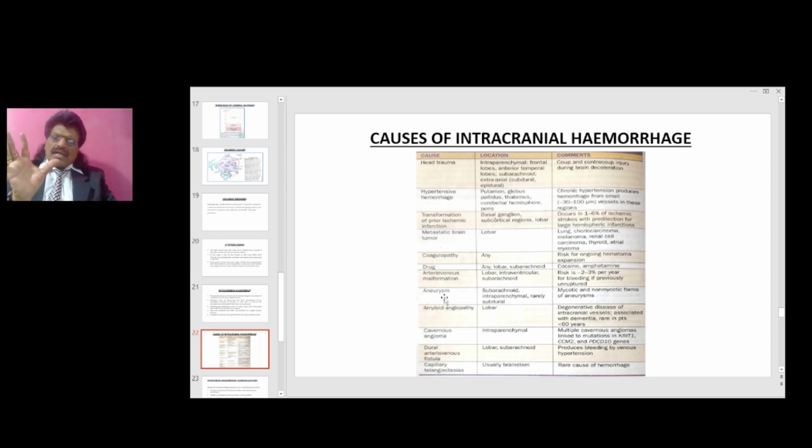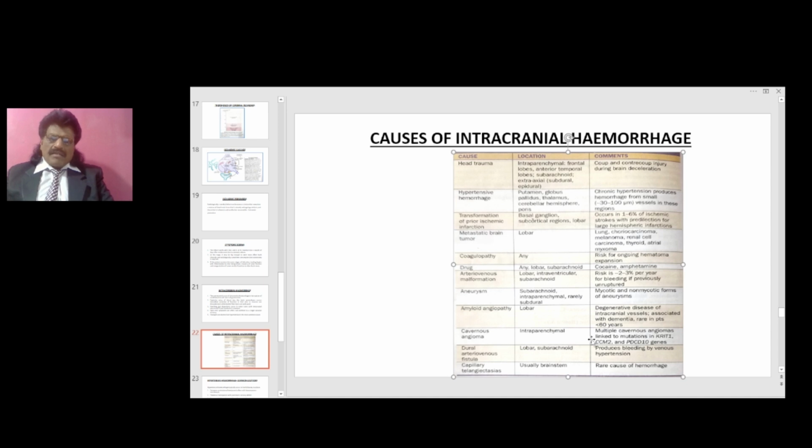Aneurysm, likewise dilatation of the artery can rupture and cause hemorrhage. Subarachnoid, intraparenchymal, rarely subdural, mycotic and non-mycotic forms of aneurysm. Amyloid angiopathy, usually seen in elderly, where there is a deposition of amyloid in the vessels, and it is lobar. So degenerative disease of the intracranial vessels associated with dementia, rare in patients less than 60 years. Again, there could be cavernous angioma, where it could be intraparenchymal, multiple cavernous angiomas, dural arteriovenous fistulas, it will be lobar subarachnoid, produces bleeding by venous hypertension, capillary telangiectasis, usually brainstem, rare cause of hemorrhage.